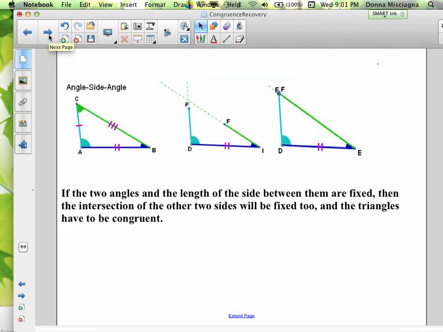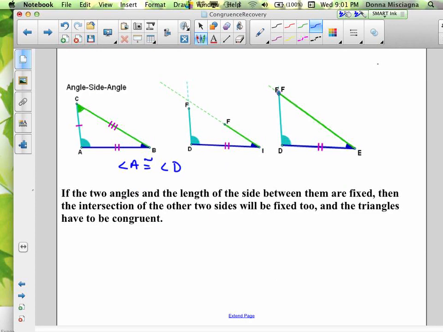There it goes. All right, so here we have a triangle, and the congruent parts are the angles. So angle A is congruent to angle D, and angle B is congruent to angle I, and then the side in between those two, AB, is congruent to DI.